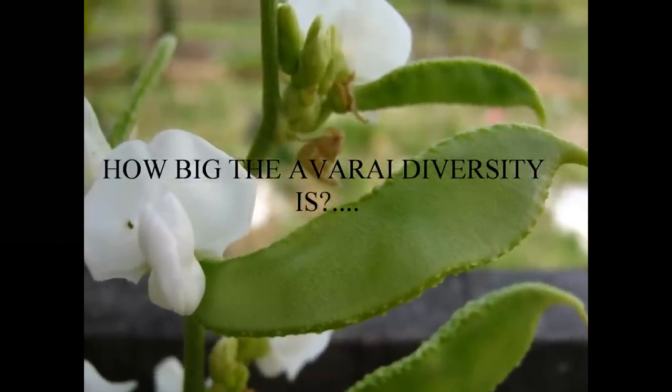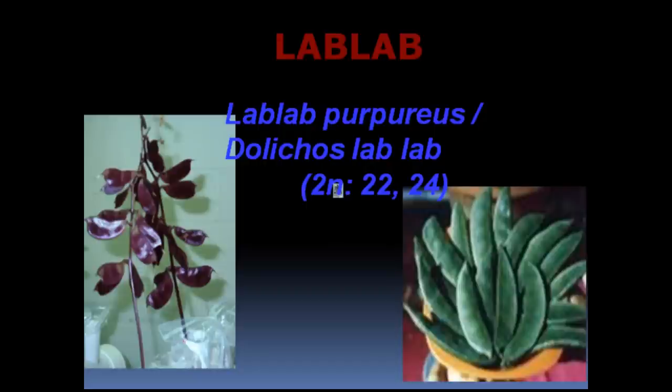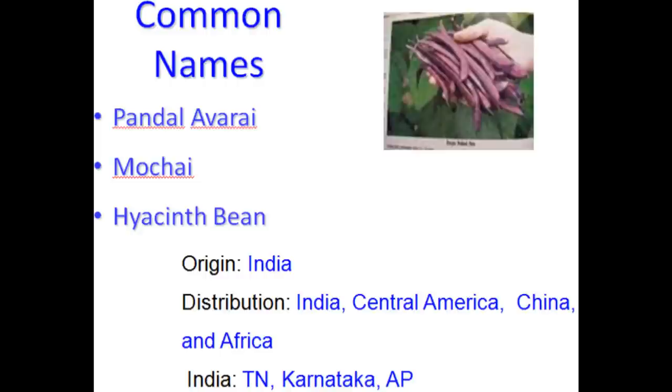How big is the Avarai diversity? The scientific name of Avarai is Lablab purpureus, and its chromosome number is 22 and 24. Common names for Avarai are Pandal Avarai, Mochai, and Hyacinth Bean. The origin of Avarai is India. It is also distributed in Central America and Africa. In India, it is distributed in Tamil Nadu and Karnataka.